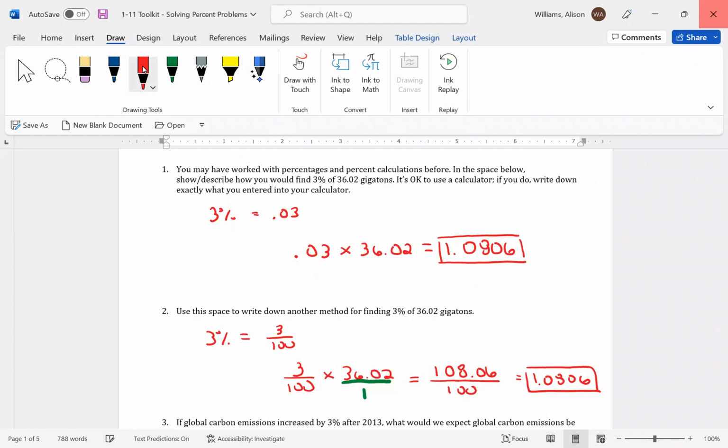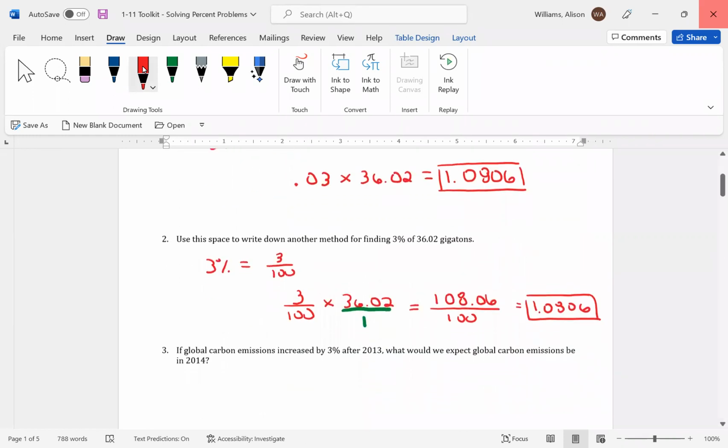Now, using the calculator, the easiest way would be the decimal. But there are definitely applications with fractions that are kind of nifty that we may want to explore in this section, which is why they wanted us to think of it both ways.